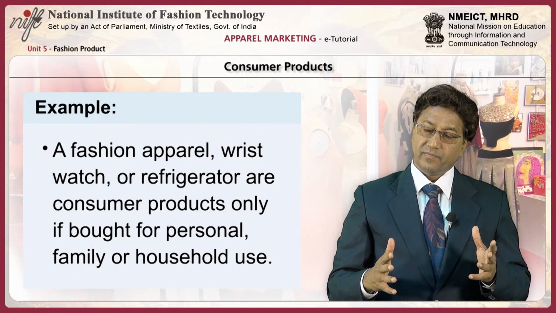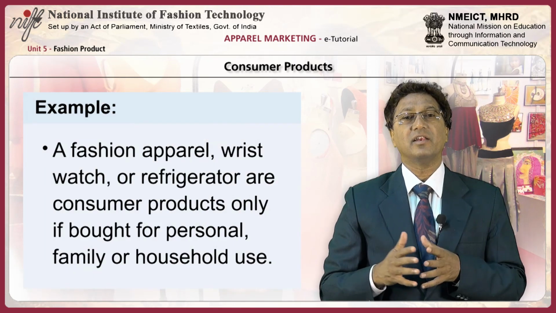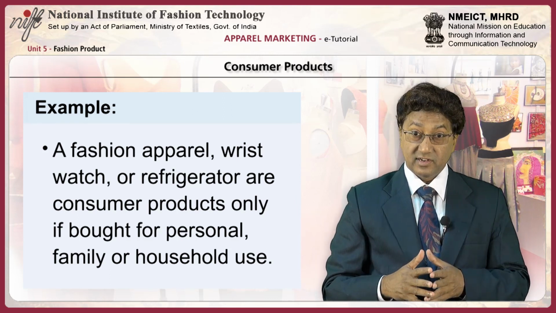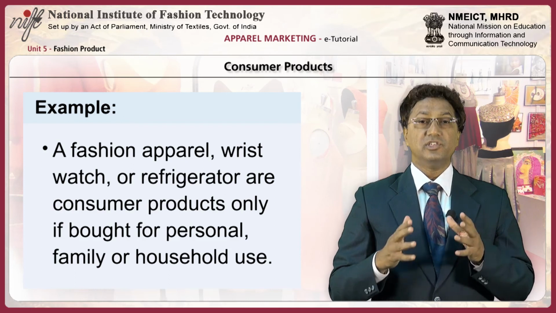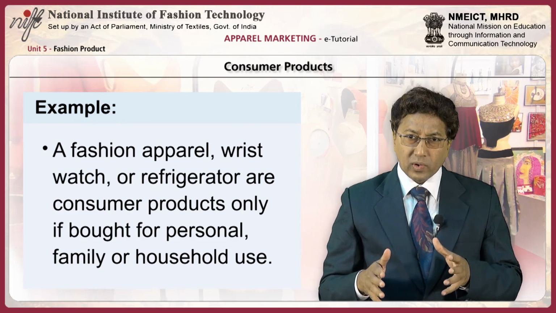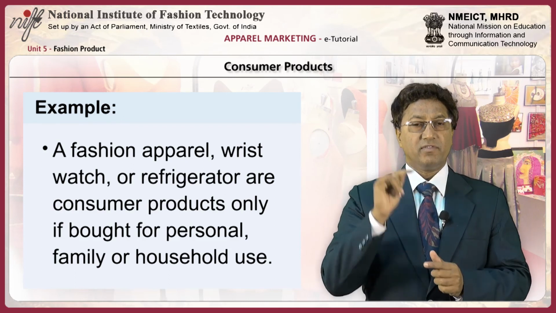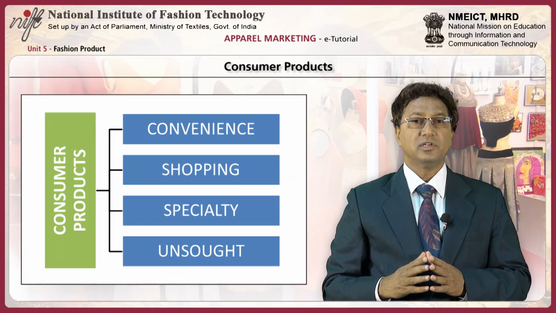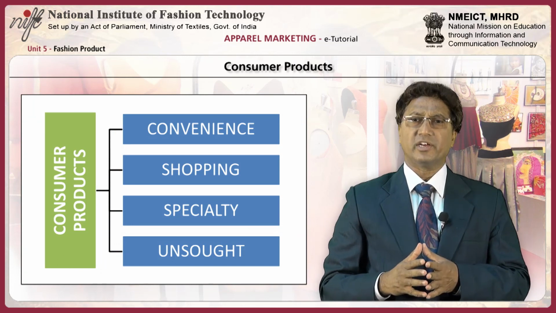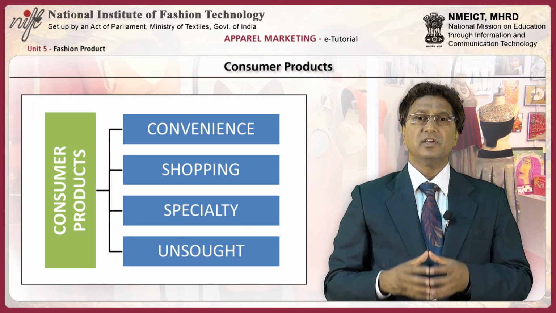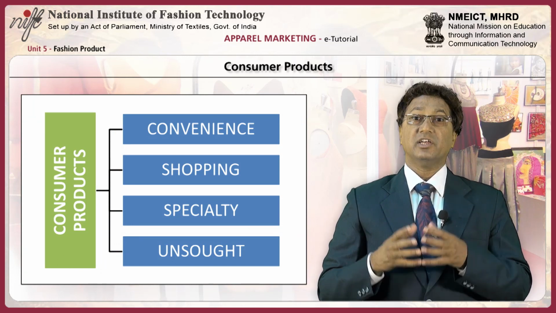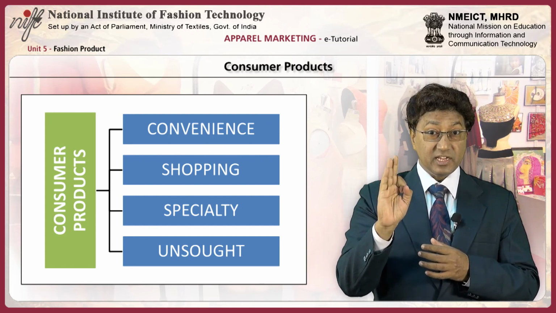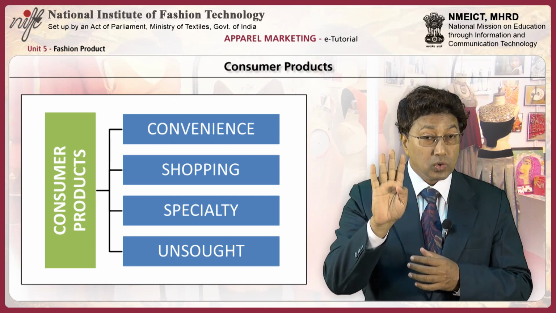For example, a fashion apparel, wristwatch, refrigerator, etc. are consumer products only if bought for personal, family or household use. Consumer products can be further distinguished as convenience, shopping, specialty and unsought goods.